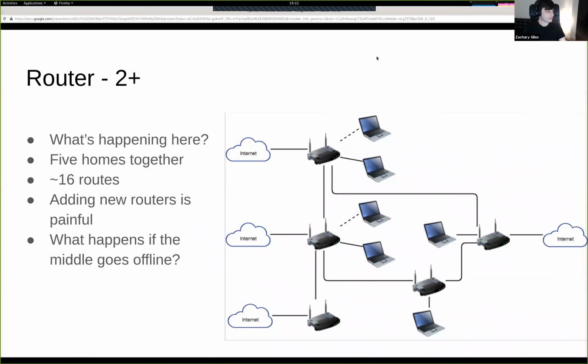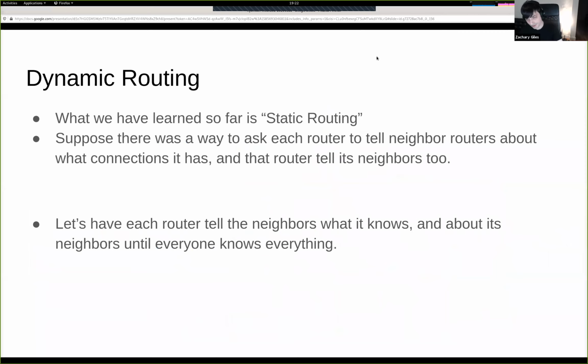So we're going to introduce a concept called dynamic routing, which is going to solve all of this. What we learned so far was called static routing. As I mentioned, you have to go to each of your neighbors and set up the neighbor to talk to all the other neighbors. And so that's a big pain. But suppose there was a way to ask every router to tell every other router what connection it has and all of the neighbors that it knows about. That's called dynamic routing because it's, well, dynamic. So we're going to do that now.